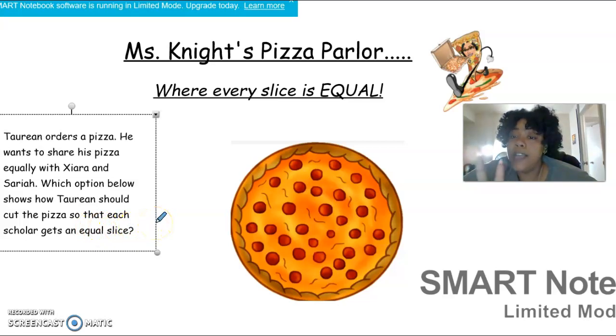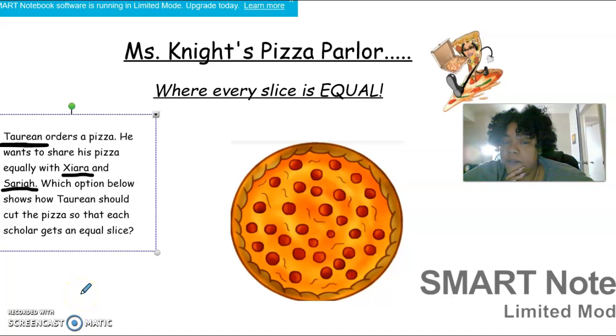So on the problem, you had 2 pictures, but we're just going to go ahead and draw it here. First thing to think about here was, how many slices do I need? So let's go to the problem and we're going to underline everywhere we see a person. So Torian, that's a person, one of my scholars in my homeroom. Zayara is a person, and Soraya is a person. And each one of these scholars would like to have an equal slice of this pizza. So I need to make sure I cut this pizza into what?